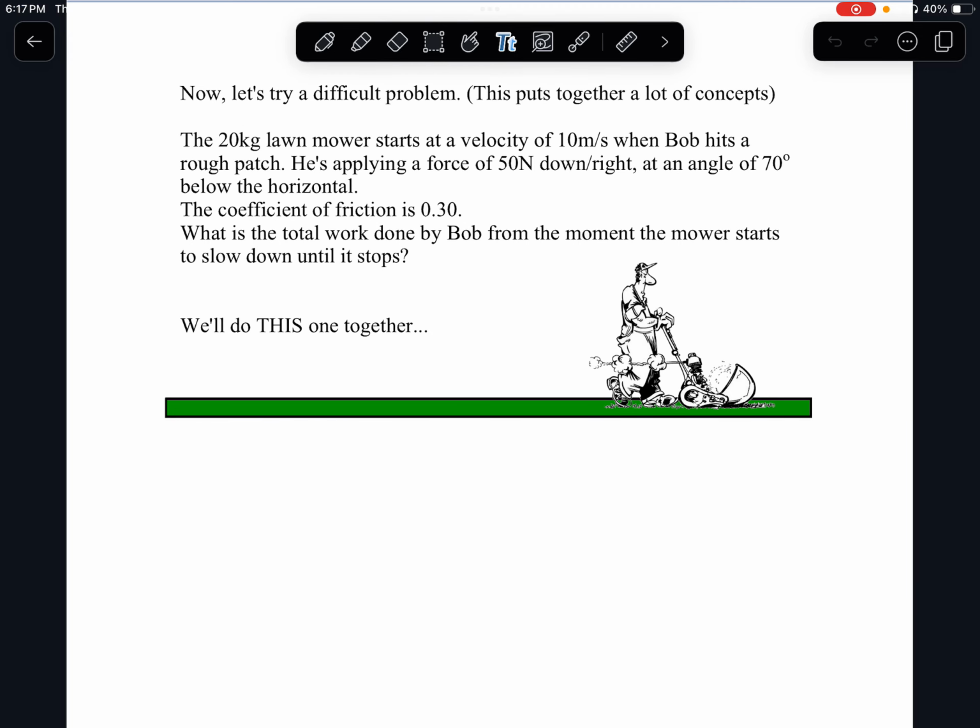Alright, so it says let's try a difficult problem. It puts together a lot of concepts, and that's right. There's going to be a lot of physics we're going to need to do for this.